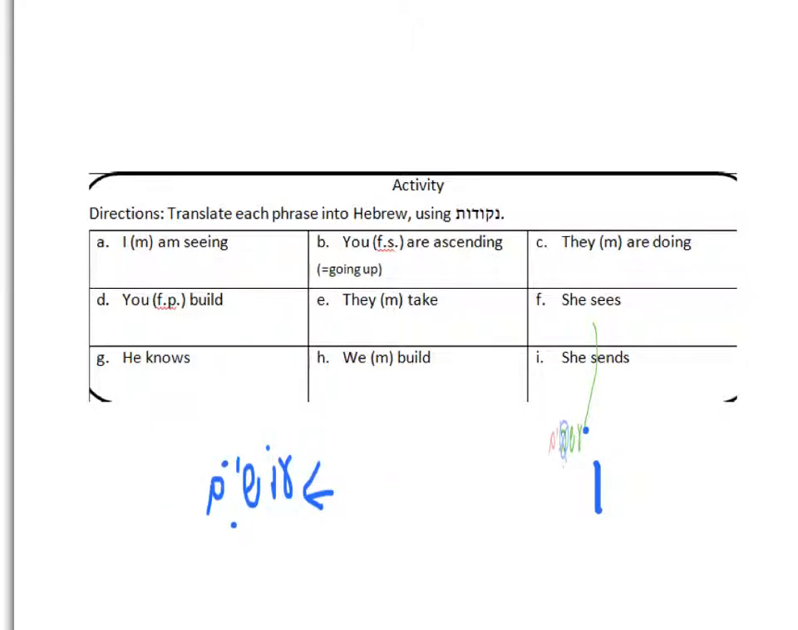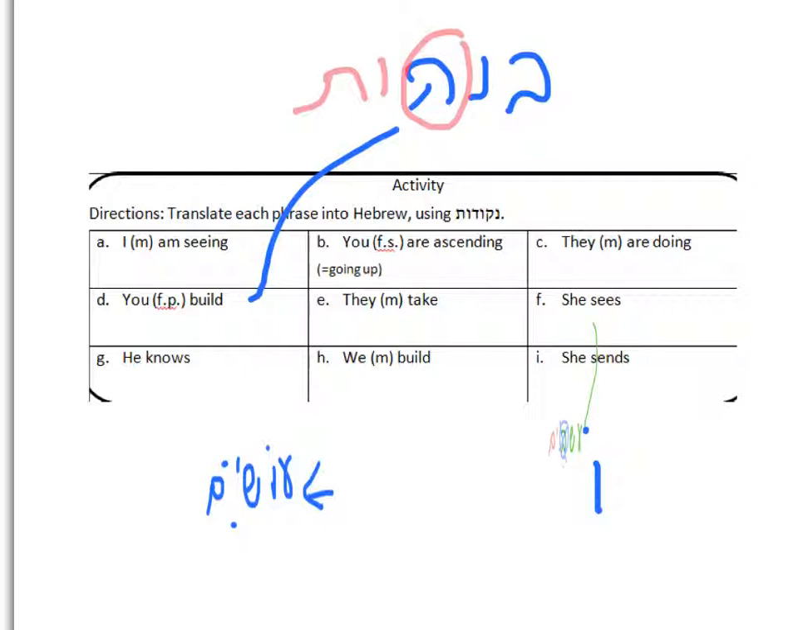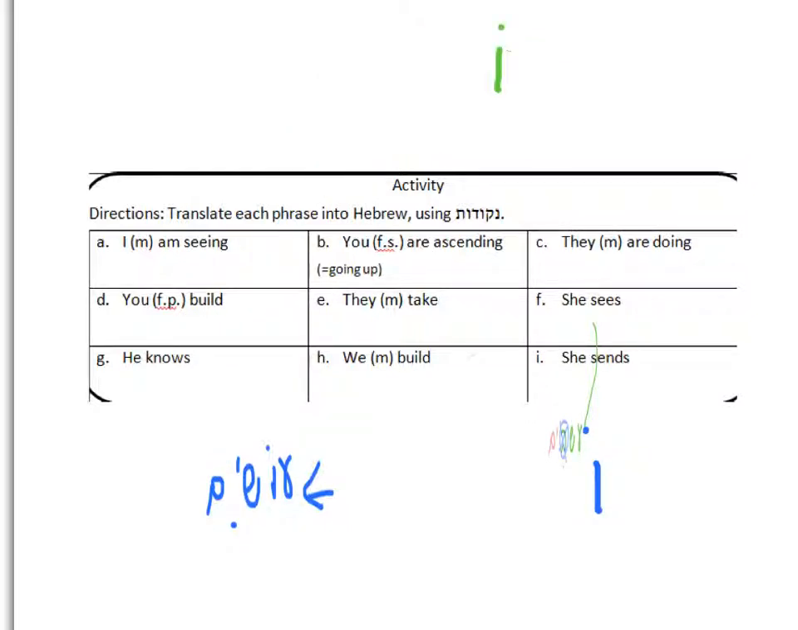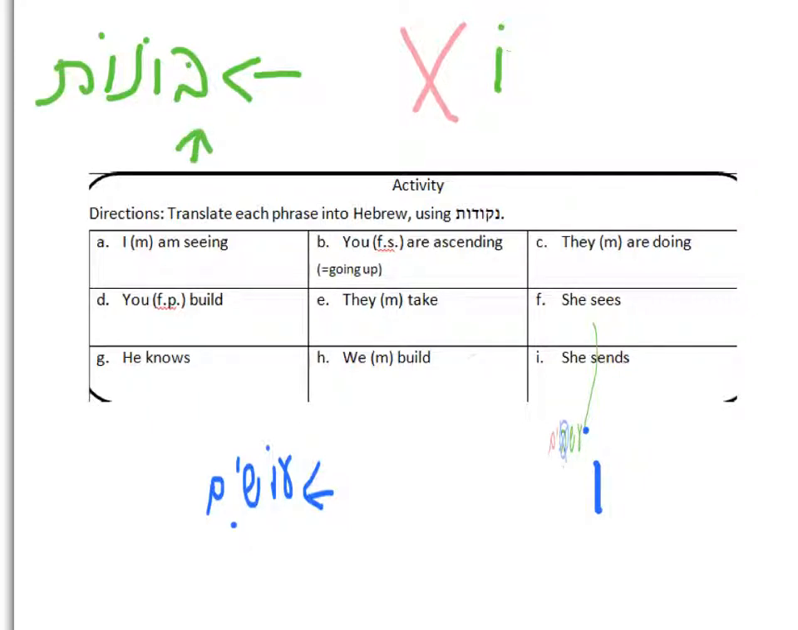Okay. Now let's look at D. You build. So my shoresh of build is bet, nun, hey, and feminine plural, the suffix is ot. Can I do this? No, I cannot, because I do not want to give any sound to this hey, right, the lamed hey. So it becomes bo note. Beged kefet at the beginning of the word, so it gets a dagesh in the bet. Okay, so bo notes.